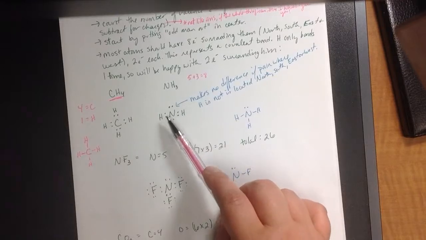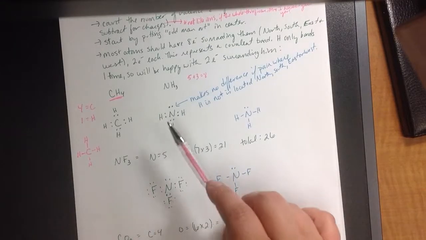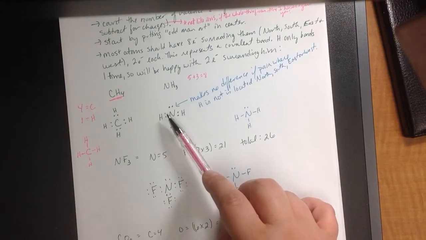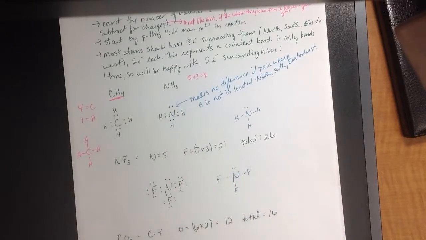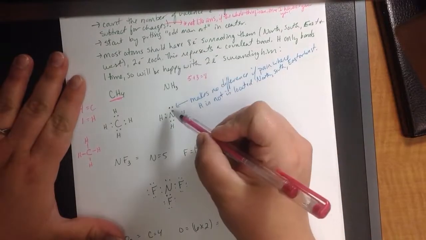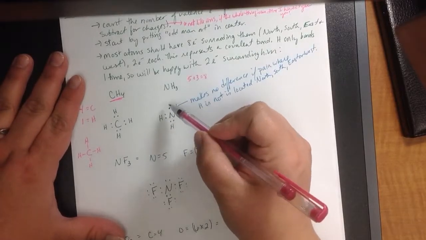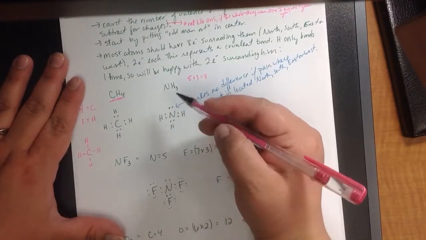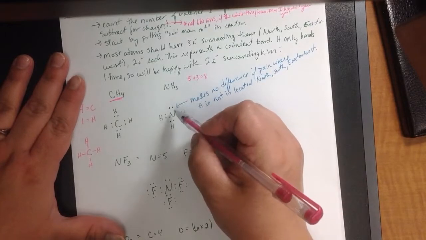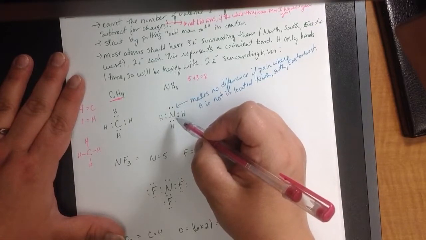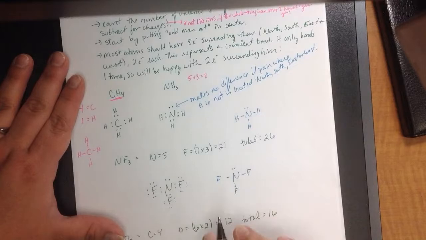So here we have nitrogen with 3 hydrogens around it, and each hydrogen has 2, nitrogen has 8. This nitrogen right here with 2 electrons, these are called a lone pair. So these stick by themselves. They're not connected to anything, but they're required for nitrogen to have its octet. Okay, let's get to a harder one.